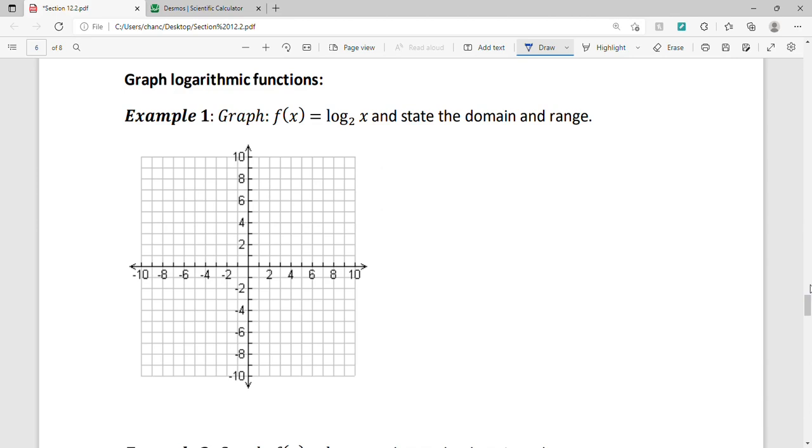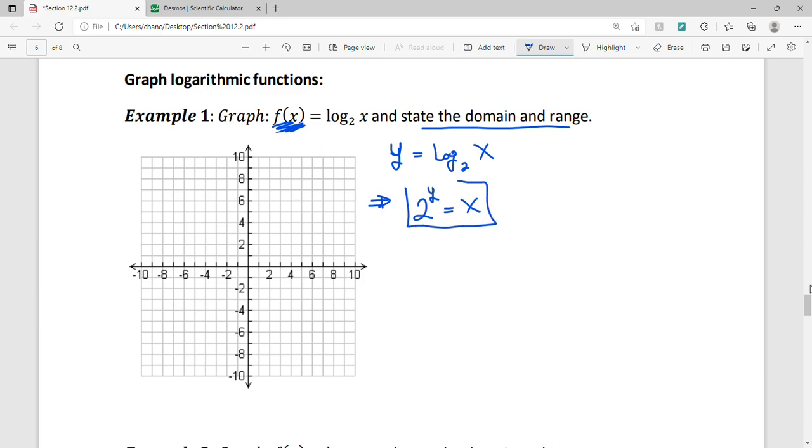In example 1, let's graph f of x equals log base 2 of x and also state our domain and range. Before we start graphing it, I like to replace the f of x with y just to make it easier to graph. Y is equal to log base 2 of x. Now it's really difficult to graph log base 2 of x, so we'll rewrite this in exponential form. The base is 2, the power is y, and this is equal to x. So this is the exponential form of our logarithmic function.